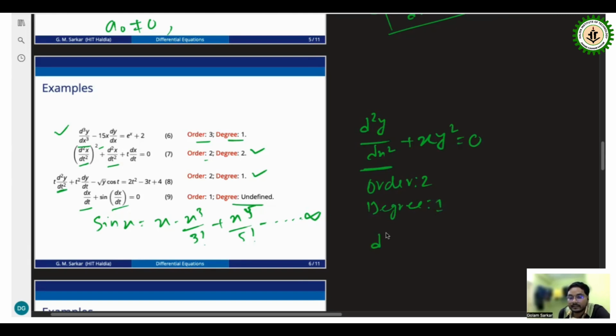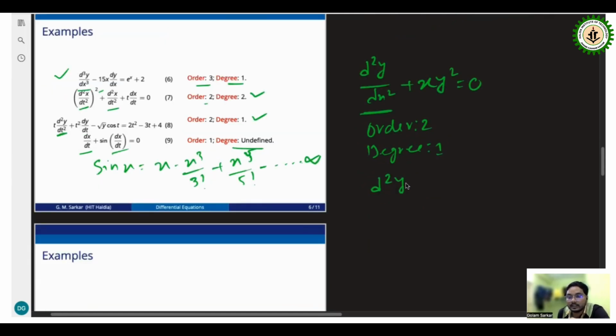But if I take this, d2y dx square whole to the power 1 by 4 equals dy by dx, this equation. Now you see the highest derivative term is this d2y dx2. So clearly order is 2, but it has a power in which form? Rational form.